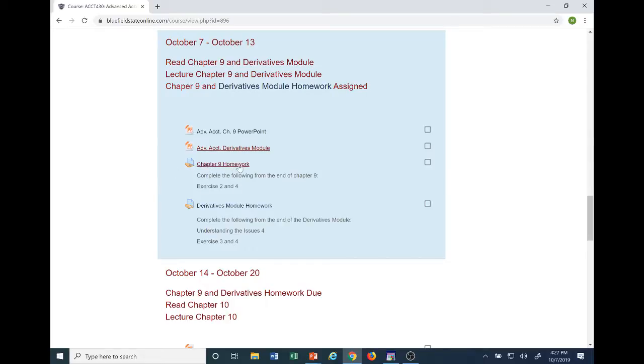And you can see here we already have the homework that is available for Chapter 9 homework. We're going to complete exercises 2 and 4. And for the derivatives module, we're going to complete exercise 3 and 4 and also understanding the issues number 4.